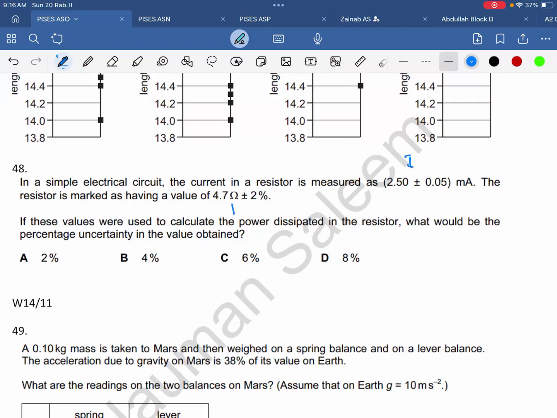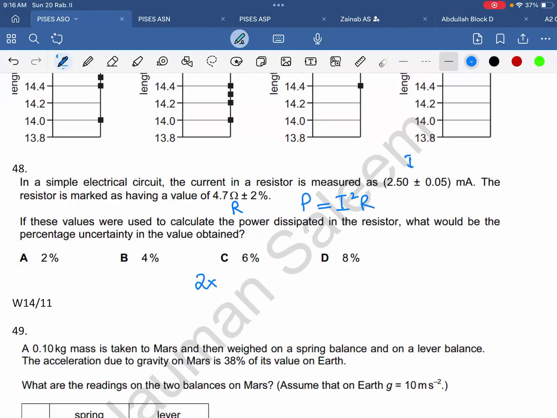and we have resistance. Once we study the chapter current electricity, we will get to know that there is an equation of power in terms of current and resistance: P equals I square R. So we need to calculate the percentage uncertainty in the value of power. I has a square, R does not have a square, so we need to work on the percentage uncertainty of I.